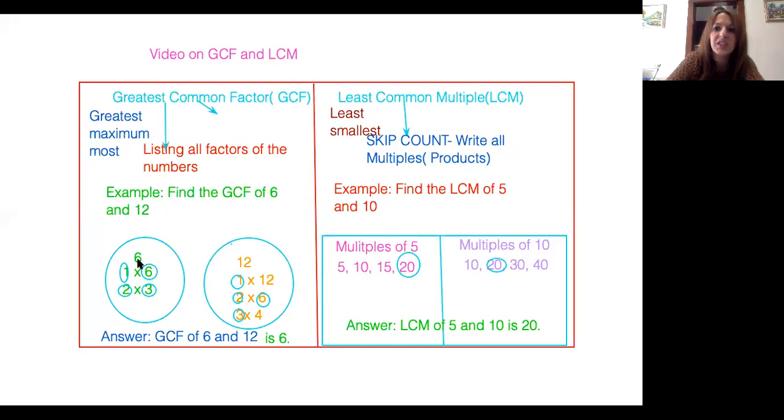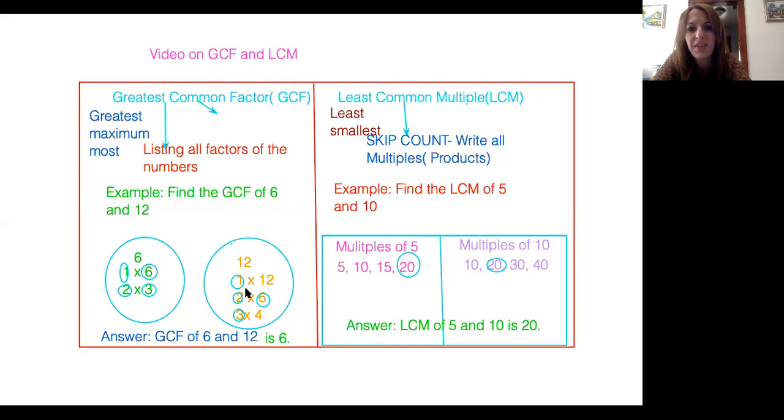So what we do is for 6, we want to list all the factors in order from least, which is the smallest, to greatest, which is the largest. So let's start with 6. We know that 1 times 6 is 6, and we know that 2 times 3 is 6. Those are the only factors that make up 6. Let's look at 12 in orange. Well, to get to 12, we know we have to multiply 1 times 12 is 12. We know that 2 times 6 equals 12, and 3 times 4 equals 12.